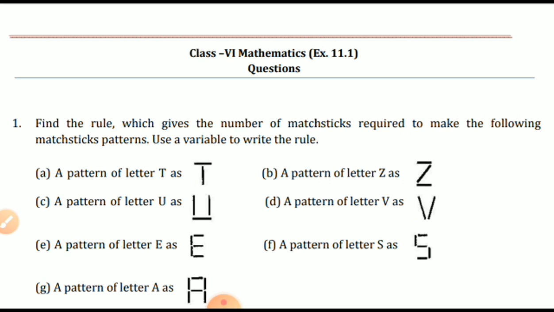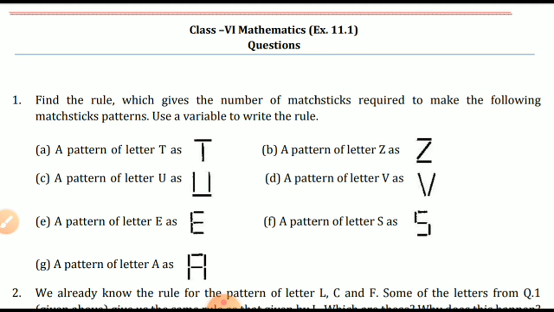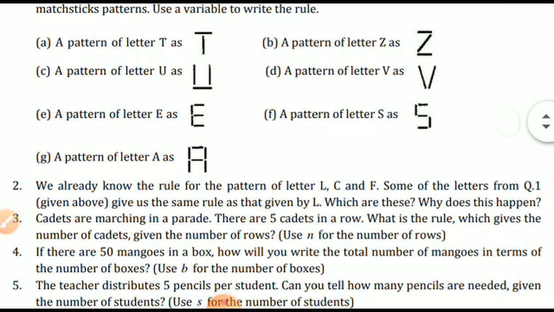So here is exercise 11.1. Find the rule which gives the number of matchsticks required to make the following matchstick patterns. Use a variable to write the rule. Okay students, the patterns are of T, U, E, A, Z, V and S. The second question: we already know the rule for the pattern of letters L, C, F. Some of the letters from question 1 give us the same rule as that given by L, which are this. Why does this happen?